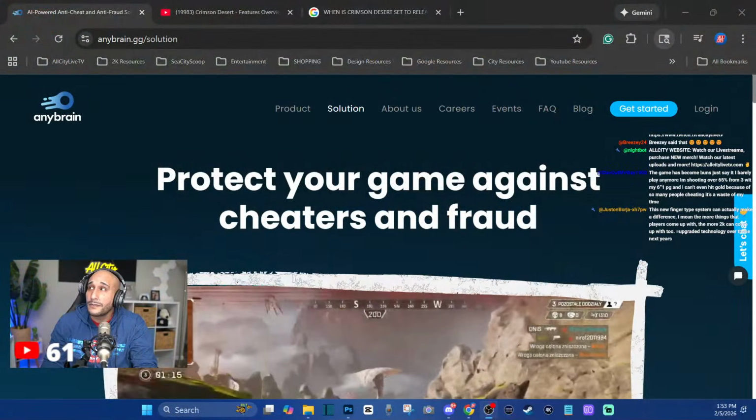Let's get into it, though. This new fingerprint type system can actually make a difference. I mean, the more things that players come up with, the more 2K can come up with too. Upgraded technology over the next years. Let's talk about that. Let's dive a little deeper. I think I got it up here. Let me make sure. Yeah.